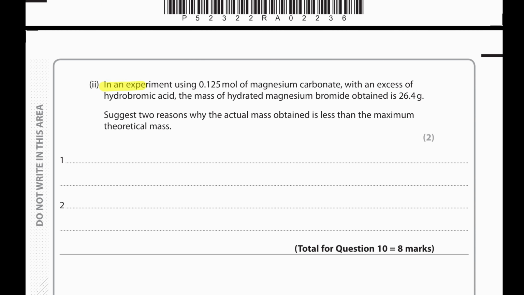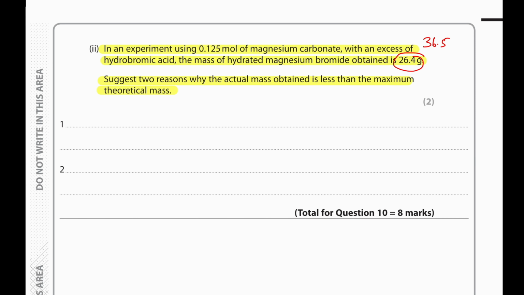Then we're done. In an experiment using 0.125 mole of magnesium carbonate with an excess of hydrobromic acid, the mass of hydrated magnesium bromide obtained is 26.4 grams. Suggest two reasons why the actual mass obtained is less than the maximum theoretical mass. Okay, so we have to suggest reasons. All right, guys, first of all, we are supposed to receive 36.5 and instead we have received 26.4. Now, why is it less than the theoretical mass?